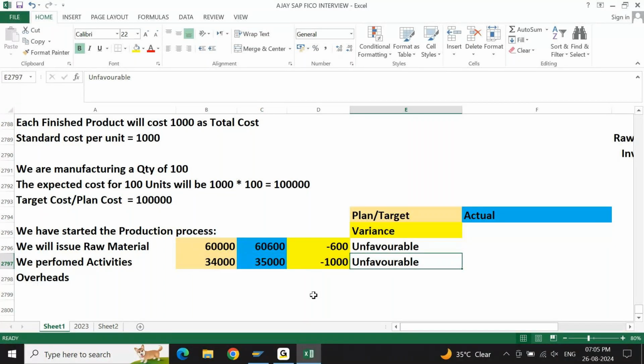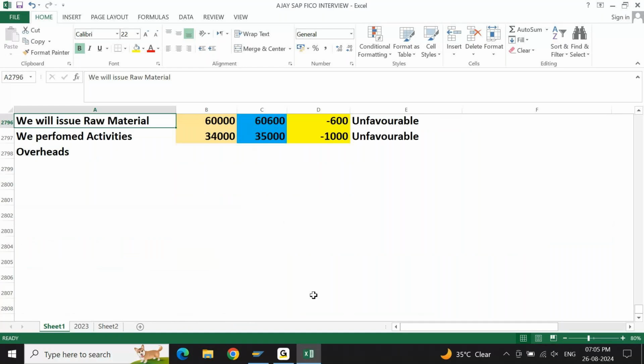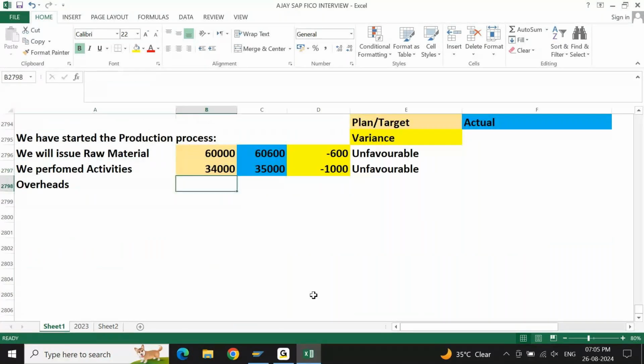Now, third one, overhead. How was our overhead calculated here? This is your 10% of raw material cost. If I take this here, ideally it is supposed to be 60,000 multiplied by 10%. Agree? 6,000. Yes or no?